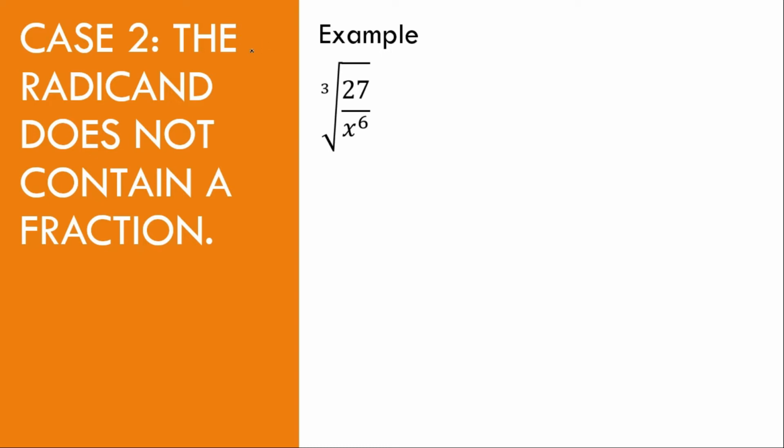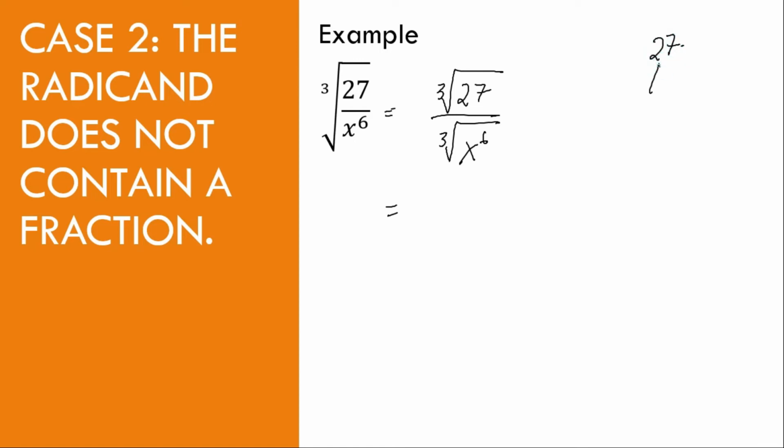So, mapapansin ninyo, hindi nyo malo-lowest term yung fraction na nasa loob. So, ang gagawin nyo dyan, kailangan nyo nang i-distribute yung cube root natin papunta sa numerator at denominator. So, we have cube root of 27 over cube root of x raised to 6. Kasi hindi nyo naman malo-lowest term yung 27 over x raised to 6 eh. Diba? After that, tingnan nyo kung meron kayong mapafactor.